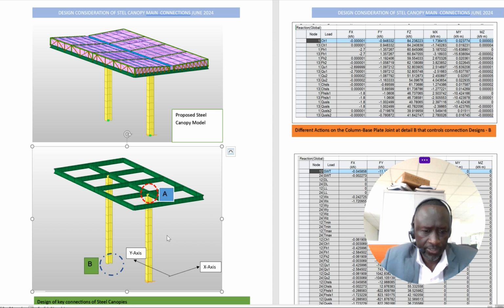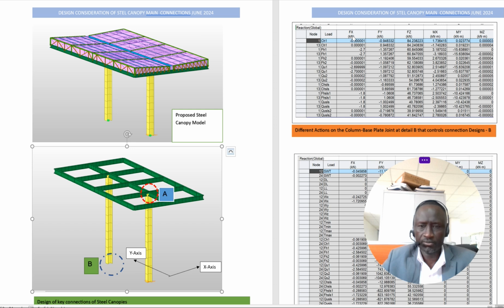I also made mention of two critical connections that normally the engineer needs to pay attention to and put some emphasis. One is B, between this column and the support down. That is the base for the foundation with a linkage through base plate and anchor bolts. So at B here, when you look at this table, this table is the different actions or reactions. This is the reaction values.